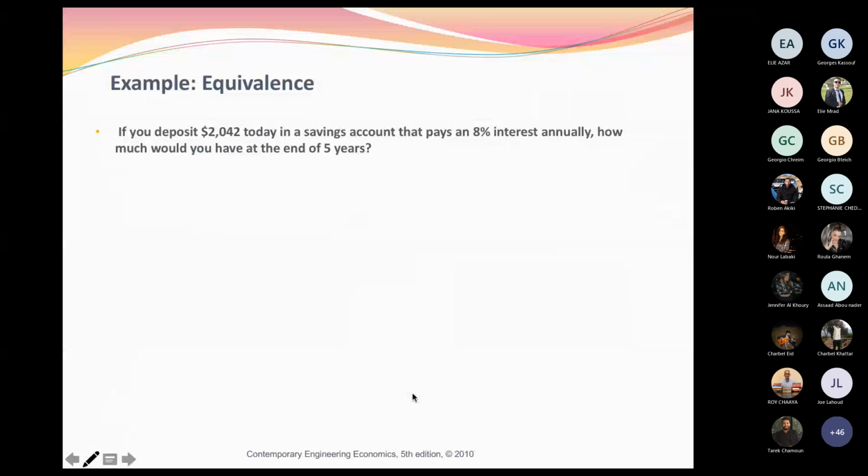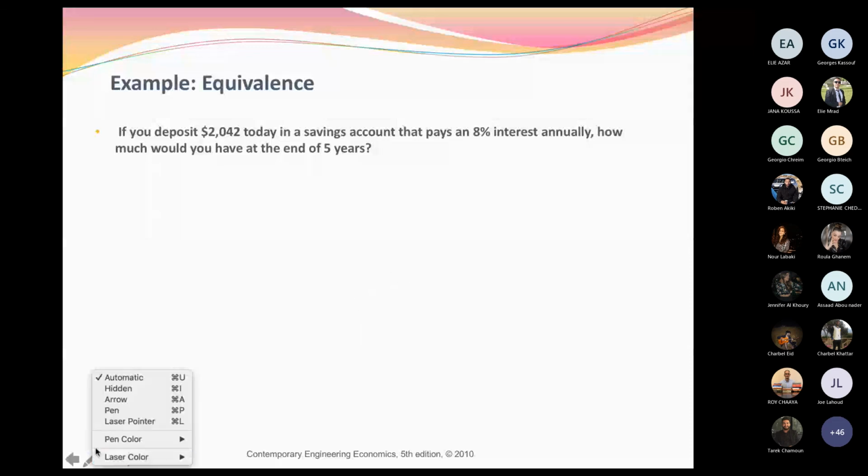Let's elaborate on it more. This is an example. If you deposit $2,042 today in a savings account that pays 8% interest annually, from now for the next few lectures the interest rate will be annual. Later we will learn how to find an effective interest rate on a different time basis. How much would you have at the end of 5 years?